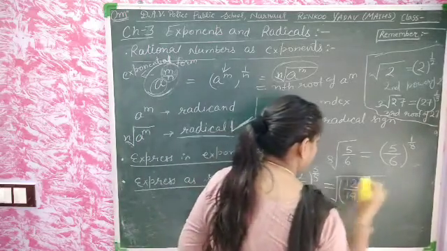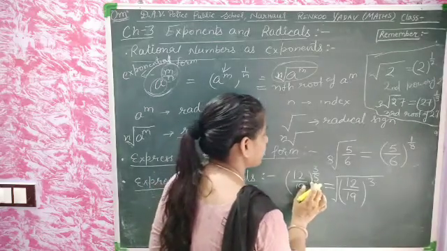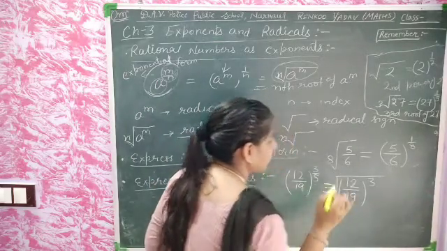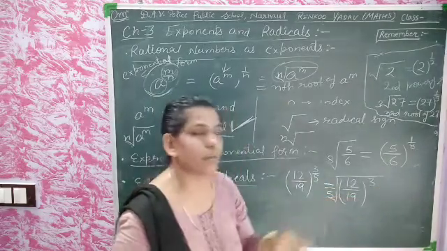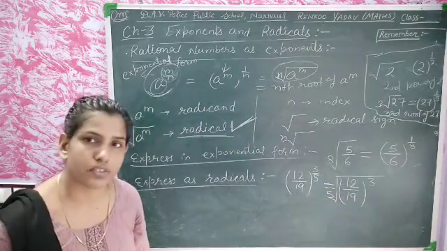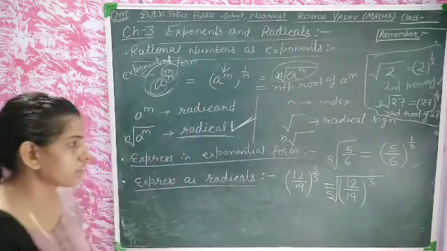Here is n. N is the integer index, and here the index is 5. It's the 5th root of 12/19 to the power 3. Is this clear, students? We will solve this type of question like this.